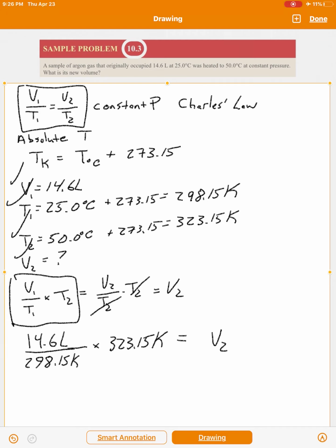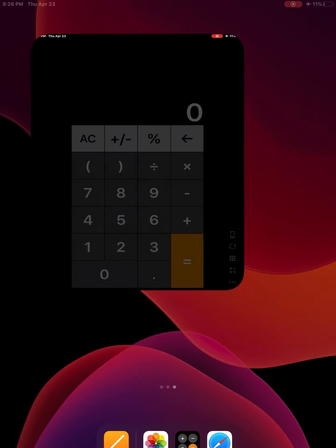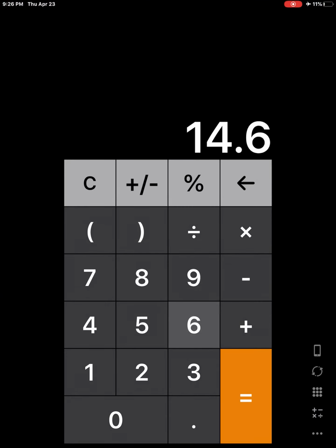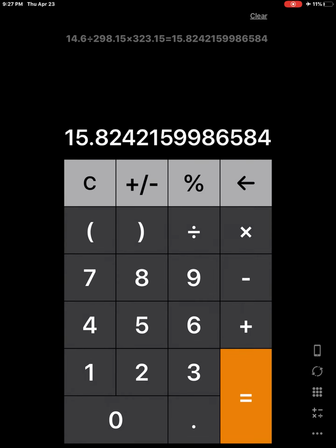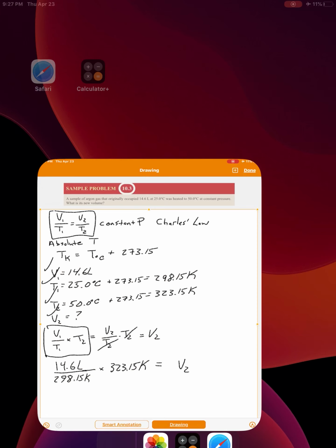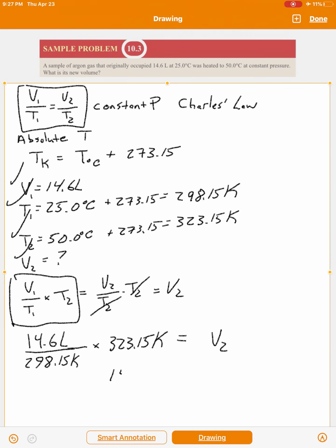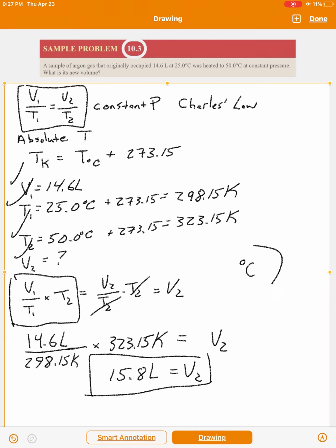So 14.6 divided by 298.15 times 323.15, and you get 15.8 liters. Remember, we are not going to use degrees Celsius. No degrees Celsius for gas laws.